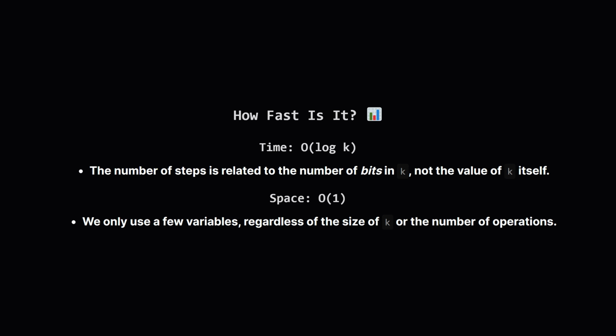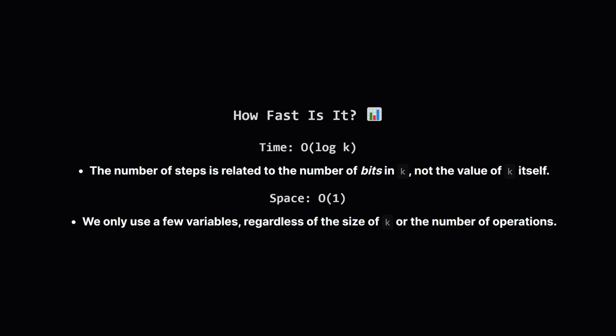So how do these two approaches compare in performance? Amazingly, they're both very fast. The time complexity is big O of log k. This is because in both methods, the number of loops we run depends on the number of bits in k, which grows much slower than k itself. Doubling k only adds one more bit and one more step to our loop.